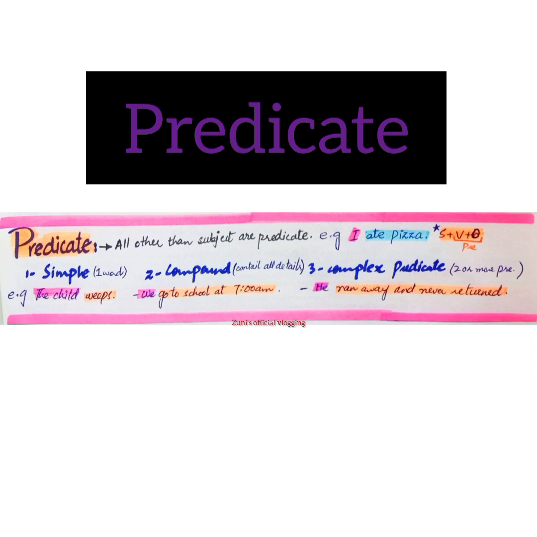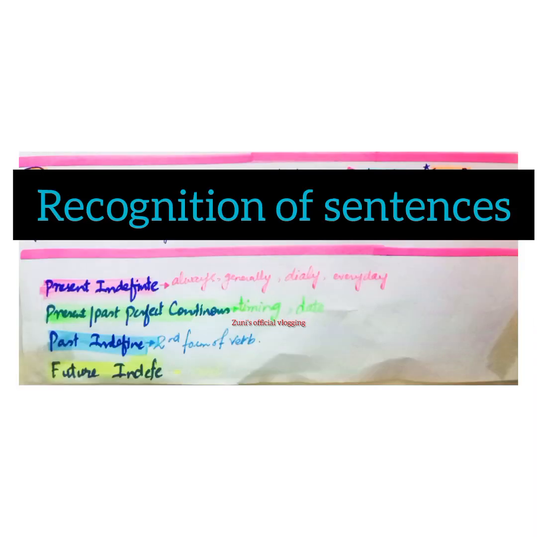And the compound predicate contains all the details. For example, we go to school at 7 p.m. So go to school at 7 p.m. is the compound predicate. And the third one is the complex predicate. For example, he ran away and never returned. So here, ran away and never returned contains two or more predicates, and that is called a complex predicate. So it is a very easy concept: the verb and object other than the subject is the predicate.